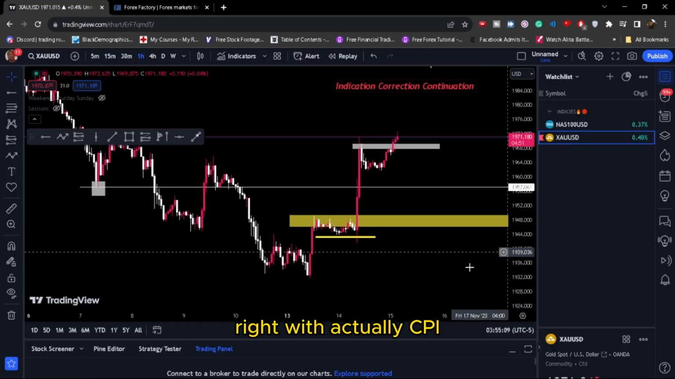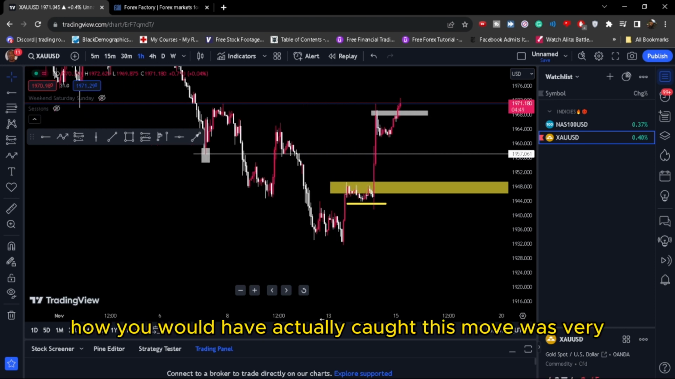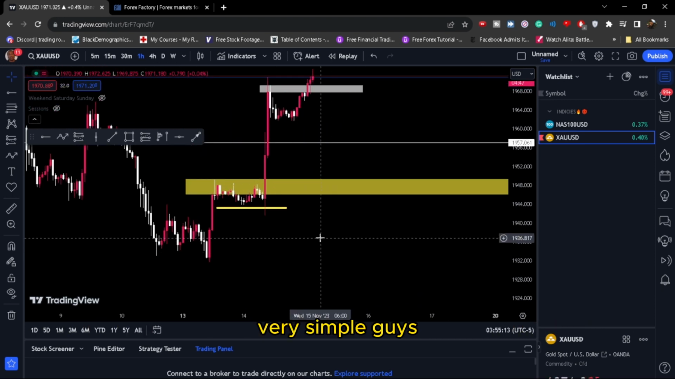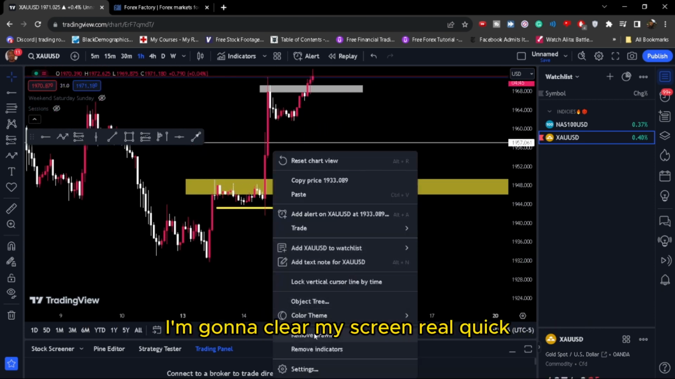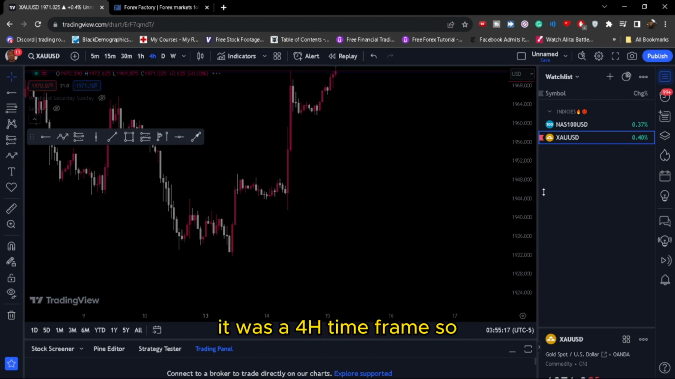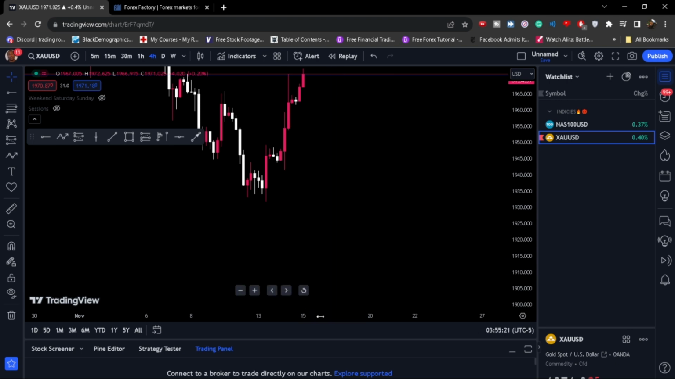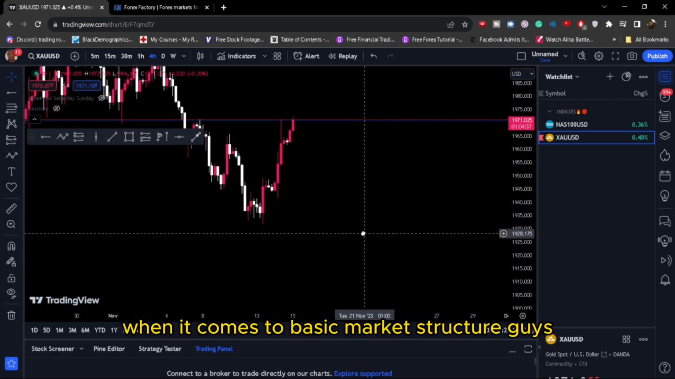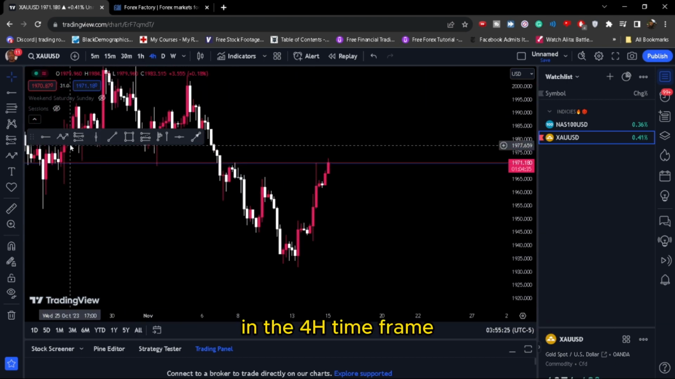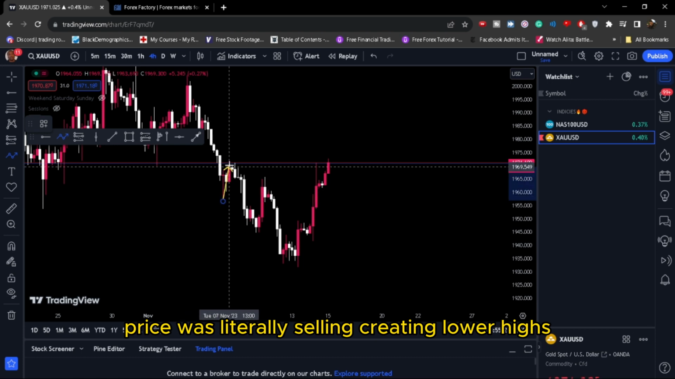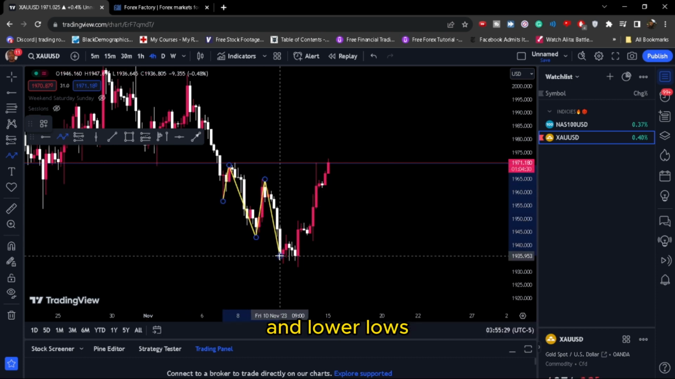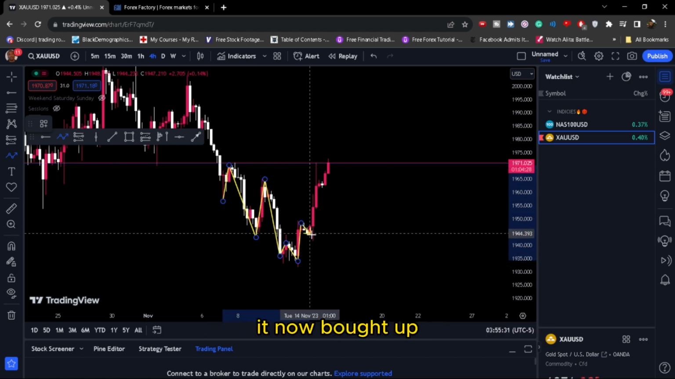So it's actually CPI. Basically here, how you would have caught this move was very, very simple, guys. I'm going to clear my screen real quick. It was the 4 hour time frame. So notice, guys, in the 4 hour time frame, when it comes to basic market structure, price was literally selling, creating lower highs and lower lows. And then all of a sudden here, it now bought up.